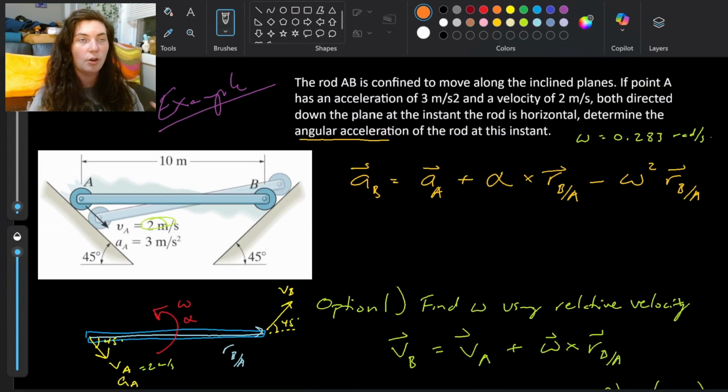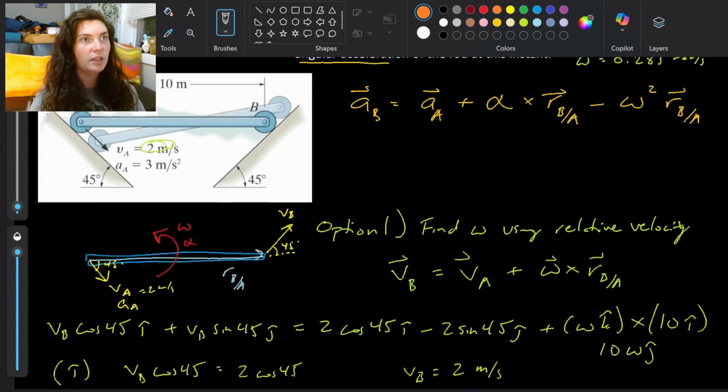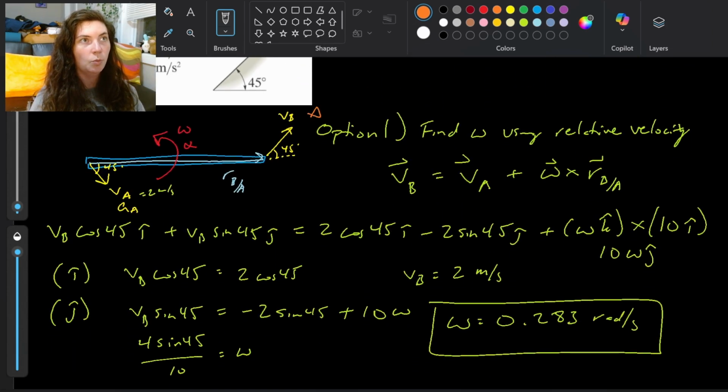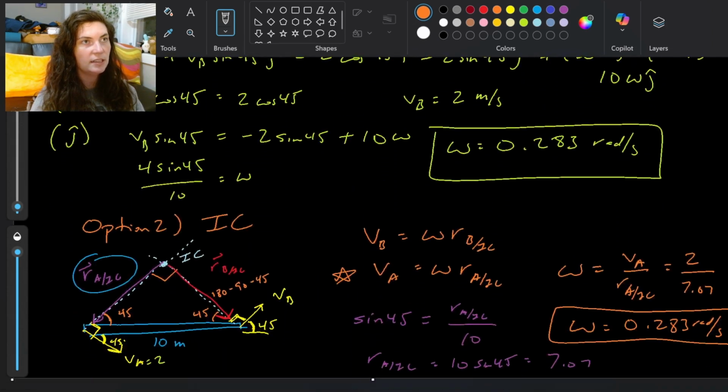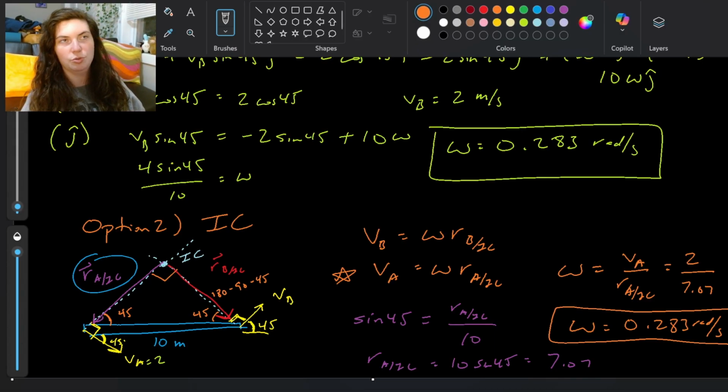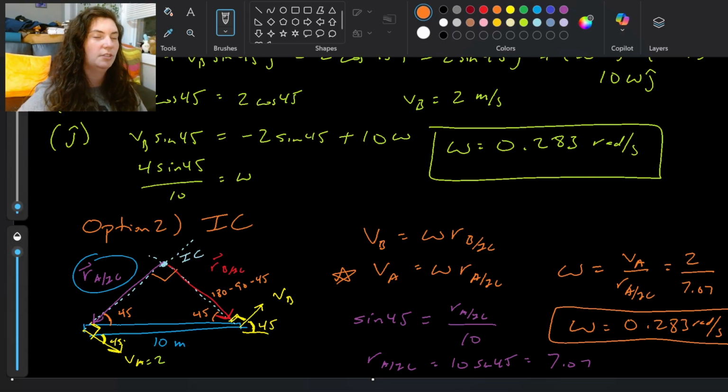Now that we have that omega, we can go ahead and do what this problem asks for: finding the angular acceleration. The approach is going to feel a lot like option 1 here. Instantaneous centers of zero velocity is a really handy shortcut that makes your problems a little bit easier when you're finding velocity. But there's not really an equivalent for acceleration. Your acceleration you're going to do with your relative motion.